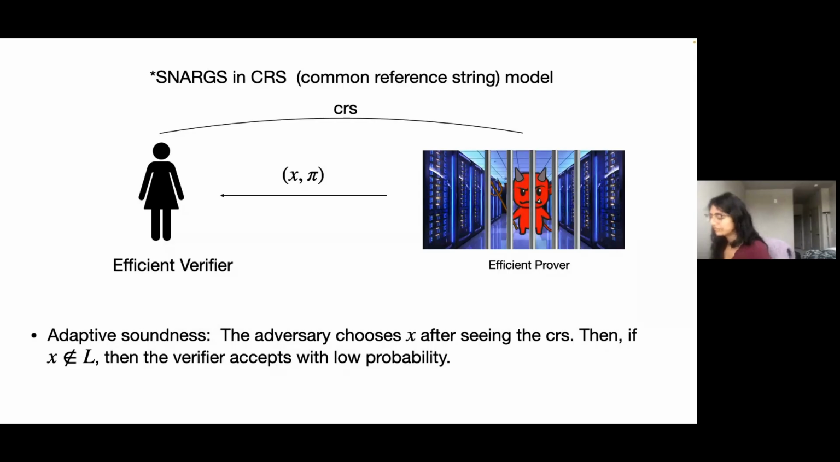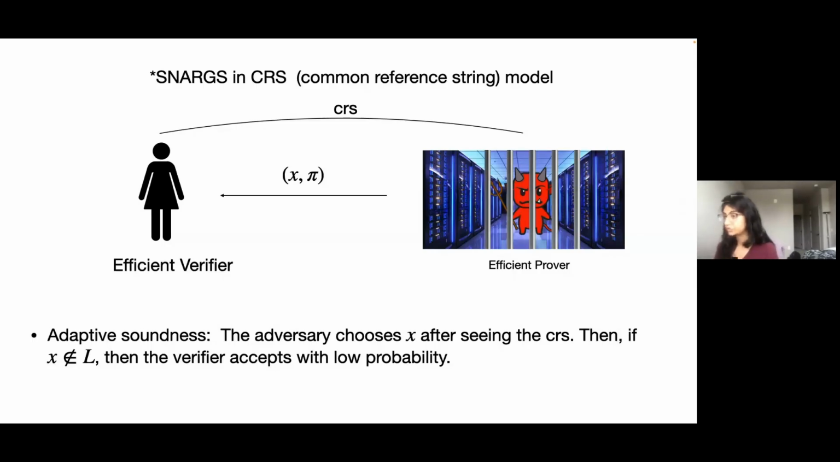So the particular SNARGs that they consider in their separation are SNARGs in the common reference string model. In this setting, you have a verifier and a prover, and they share some shared string. This is a reference string, not a random string, so whatever shared string the verifier and the prover share could have a lot of structure to it. Another particular property that they consider for their SNARGs is that they have adaptive soundness.